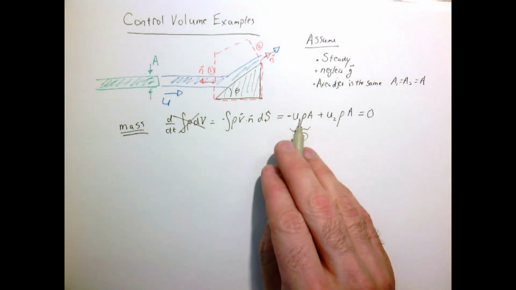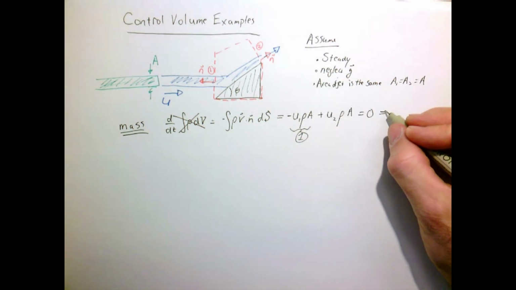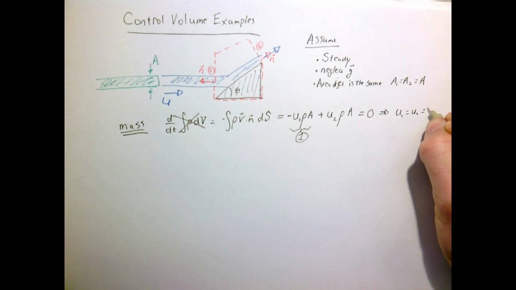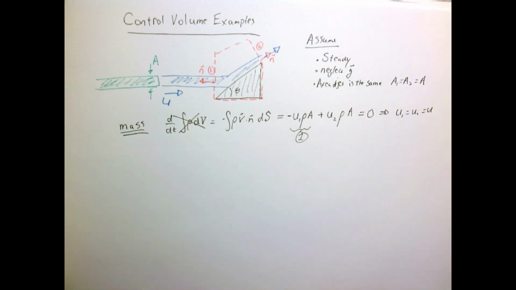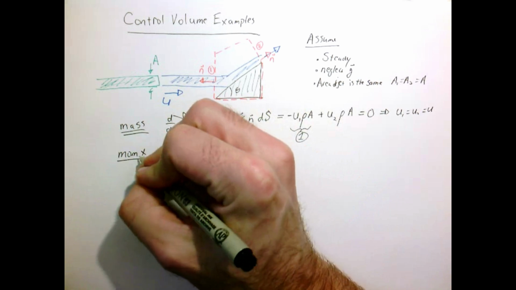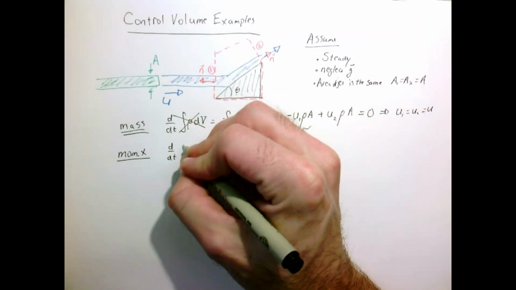So now we see the density and the area cancel, and this tells us what we probably could have guessed: that U1 equals U2 is equal to just the velocity of the water coming out of the hose. Okay, now let's consider momentum in the x direction.